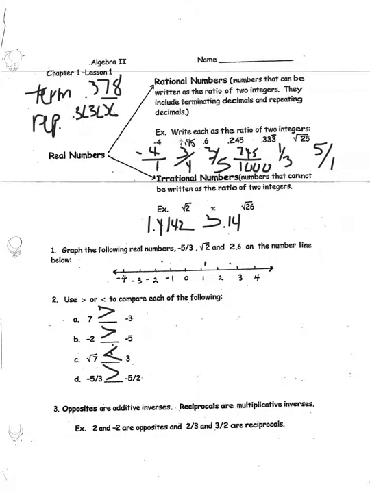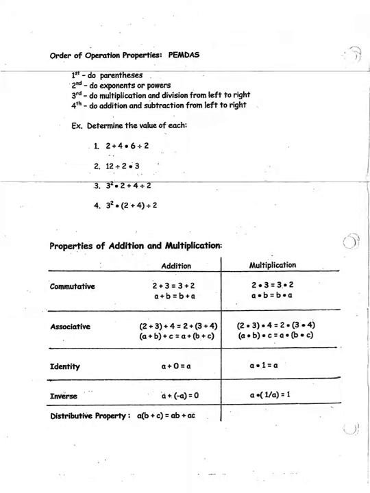Here we have that opposites are additive inverses and reciprocals are multiplicative inverses. So 2 and -2 are opposites, and 2/3 and 3/2 are reciprocals. Here we want to look at a review of order of operations, and we use PEMDAS. First you do parentheses, second you do exponents or powers, third thing you would do multiplication and division, whichever comes first, looking left to right, and last you would want to do addition or subtraction, whichever operation comes first when you're looking at the problem you're trying to solve from left to right.